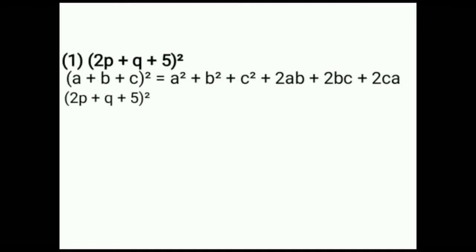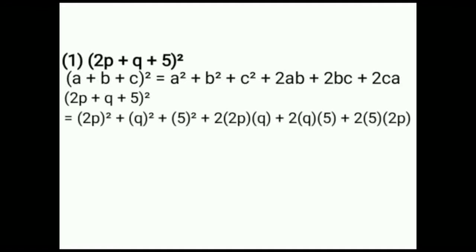(2p plus q plus 5p) the whole square is equal to (2p) square plus q square plus (5p) square plus 2pq plus 2q(5p) plus 2(5p)(2p). You have to multiply all this. (2p) square, the answer is 4p square. You have to multiply 2p times 2p, 2p into 2p is 4p square.